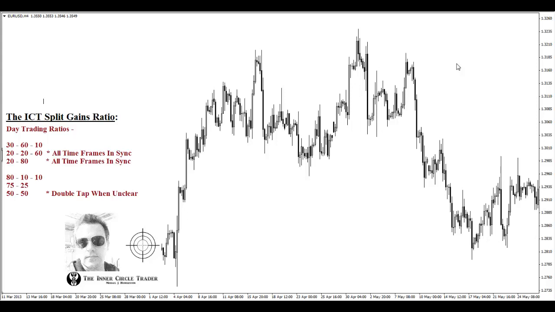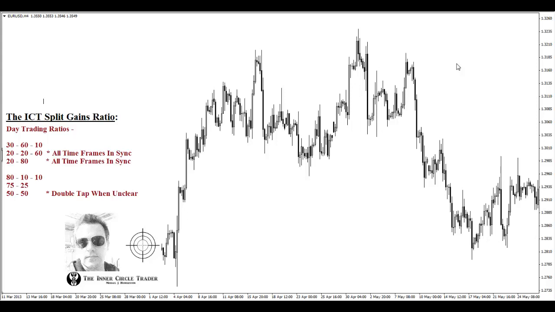Obviously, if you want to move out in 3 stages and you have all 3 time frames in sync, you could take 20% off, 20% off at your first 2 targets, and then leave 60% remaining for your ultimate price objective. That's only if you're trading with all time frames in sync and everything's just loaded for it to move up. And then if you want to do it in 2 stages, you would just take 20% off at your first target and then leave 80% for your ultimate price objective.